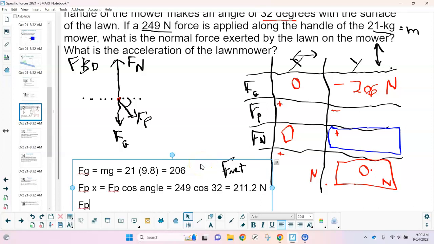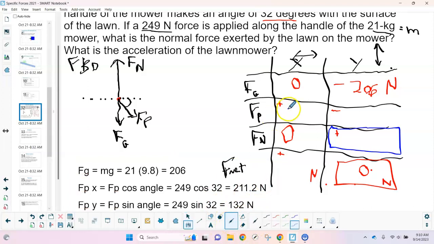Similar work for the y. That's equal to Fp sine of the angle. So again, it's basically the same thing. You're just switching out the cosine for sine in this one. And that's going to be like 132. Again, I rounded slightly just to make the numbers a little bit easier, but that's fine. I could have just made this 211. It doesn't make a difference, really.